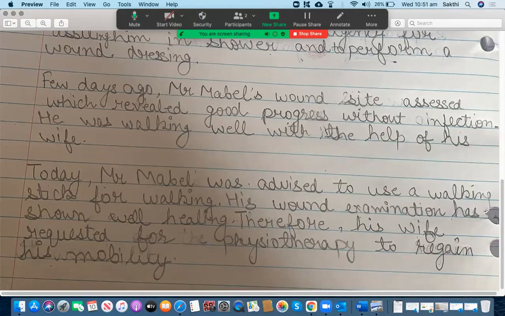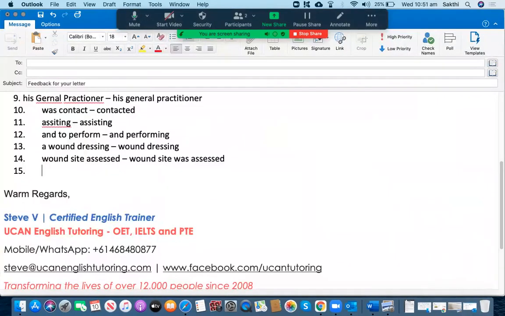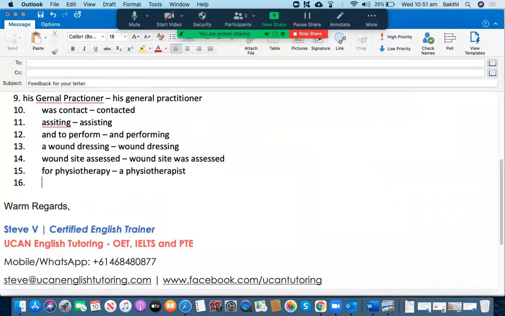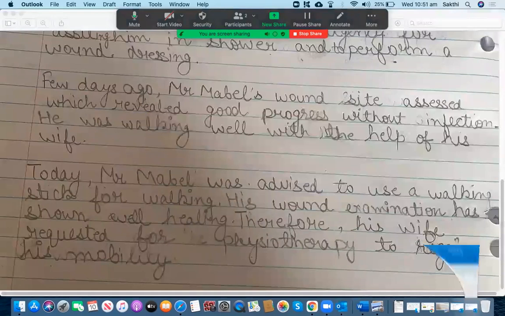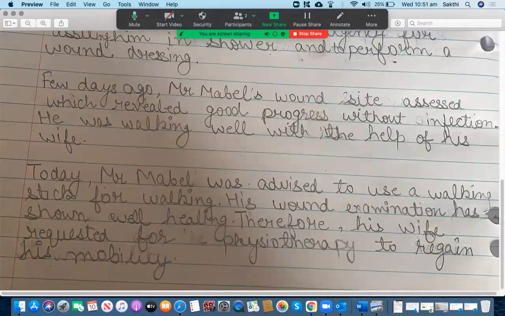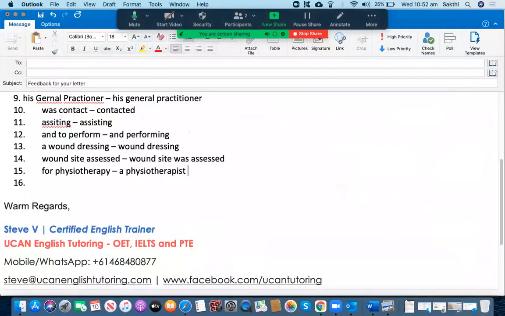So instead of writing for physiotherapy, requested a physiotherapist. Okay. So for physiotherapy is wrong. You can say requested a physiotherapist, a physiotherapist to regain his mobility. Otherwise, what you could have mentioned, if you want to use, maybe requested physiotherapy sessions.